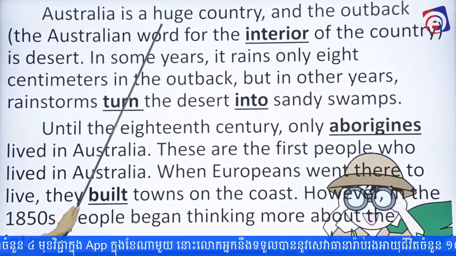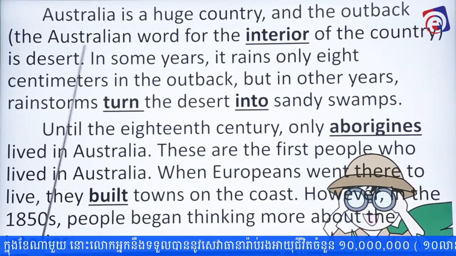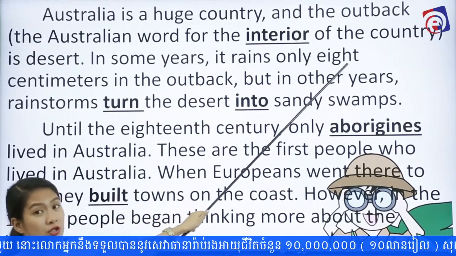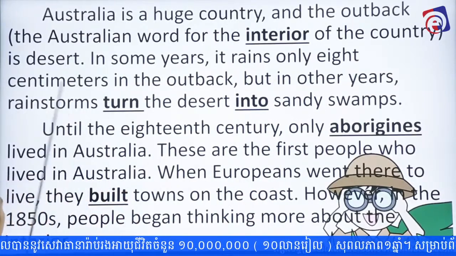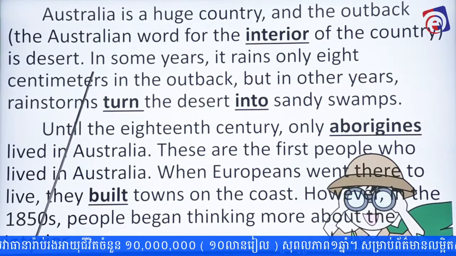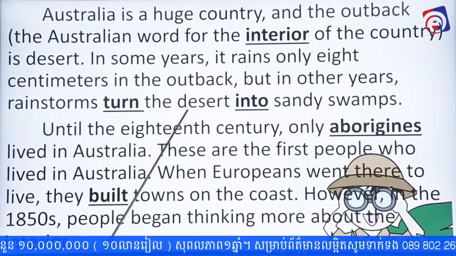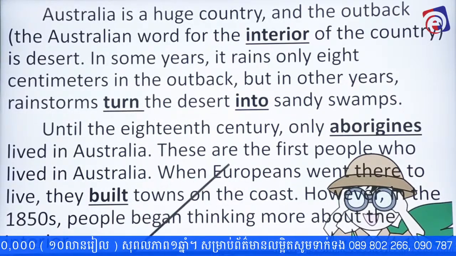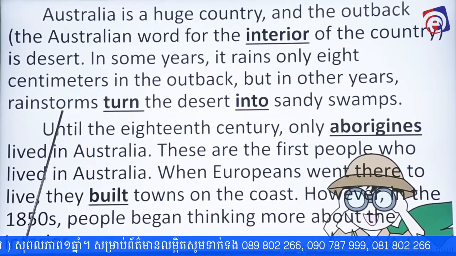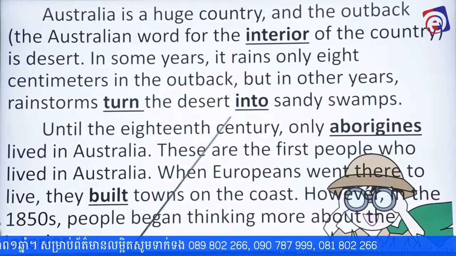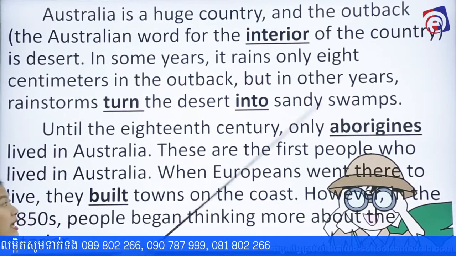Australia is a huge country, and the outback, or the Australian word for the interior of the country. So they call it outback, the inside, the interior of that country is desert. In some years, it rains only 8 centimeters in the outback. So inside the country, sometimes it rains. But in other years, rainstorms turn the desert into sandy swamps. So the desert, if it rains, it turns into sandy swamps.